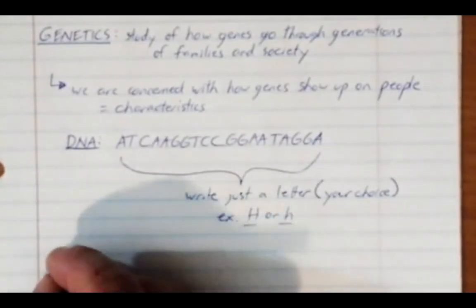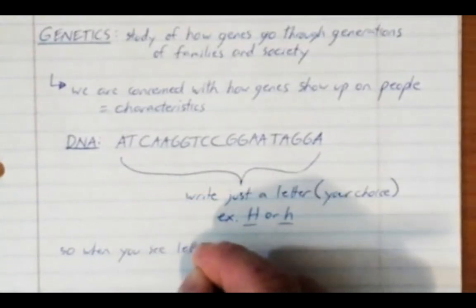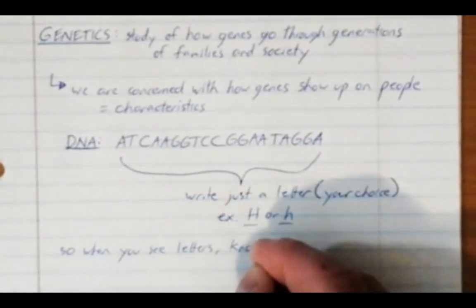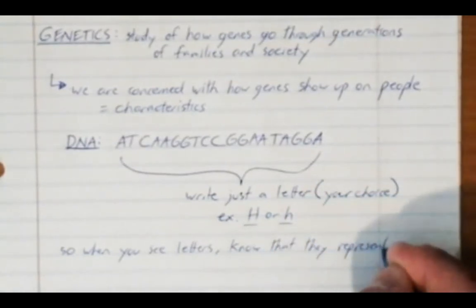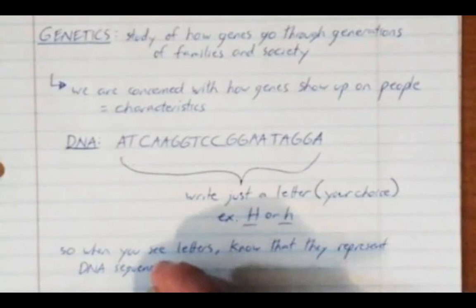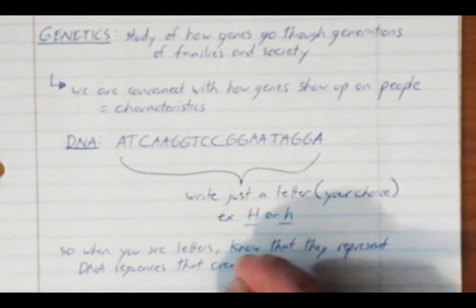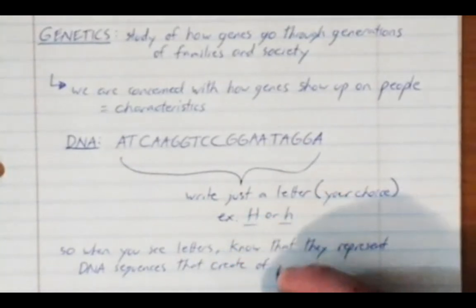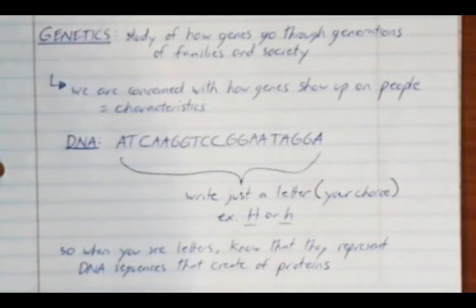Okay? So when you see letters, you need to know that they represent DNA sequences that create or lead to the creation of proteins. So the letter H is not going to cause you to have blue eyes or to have brown hair. Okay, it's a DNA sequence that makes a protein that's going to have brown hair.